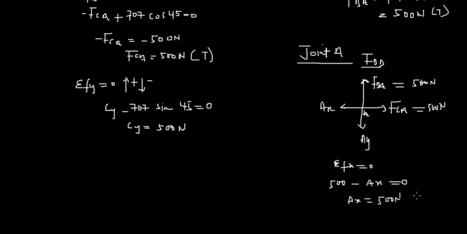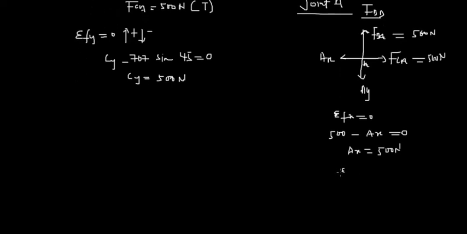And then let's look at the forces acting in the y direction. Most definitely we have FBA, 500, and then we have AY acting in the opposite direction, so we have AY equated to 0, and AY is also equal to 500 newtons. Right, so this was very simple.